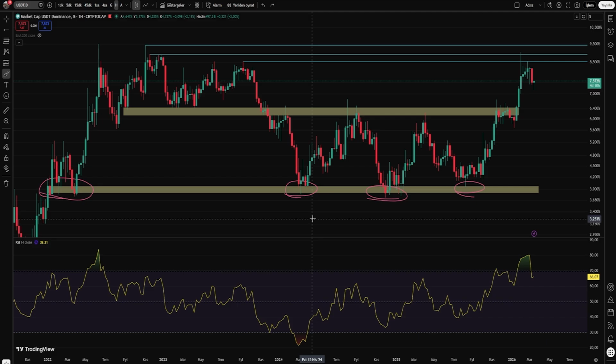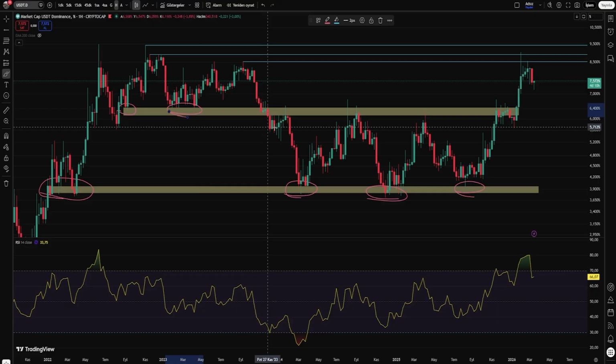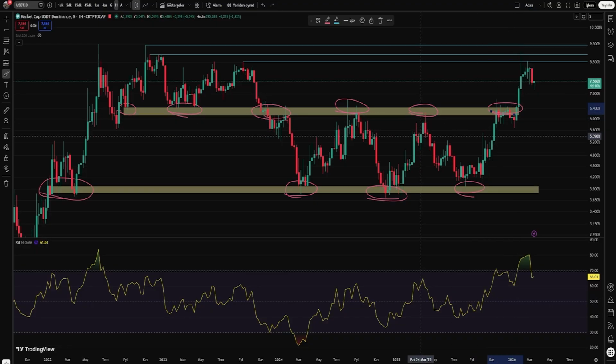The upper olive green zone, sitting between roughly 6.20% and 6.60%. This is the mid-range support level. Every time USDT Dominance has pulled back from the highs and found support in this zone, crypto has bounced. It's the level where fear peaks temporarily and risk appetite returns.